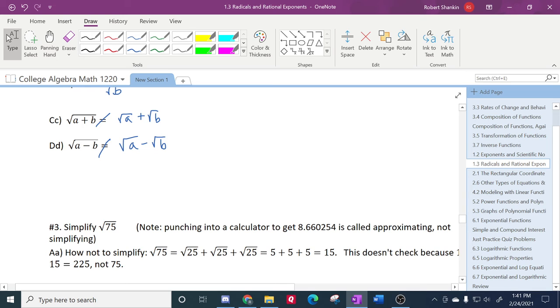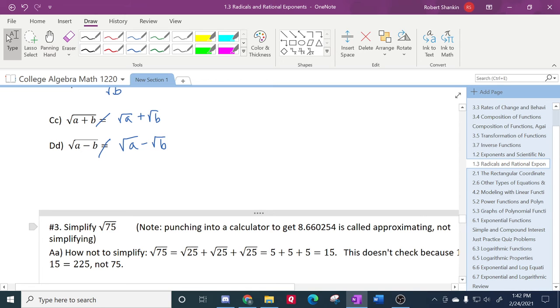Note, when you punch square root of 75 into your calculator, and you get something with all these digits, 8.66, and so on, that's called approximating, not simplifying, because you're not getting the exact answer. The exact answer to square root of 75 is a decimal that goes on forever without a repeating pattern. It's an irrational number, so you'd have to chop it off at some spot. And you might think, well, this is accurate enough.